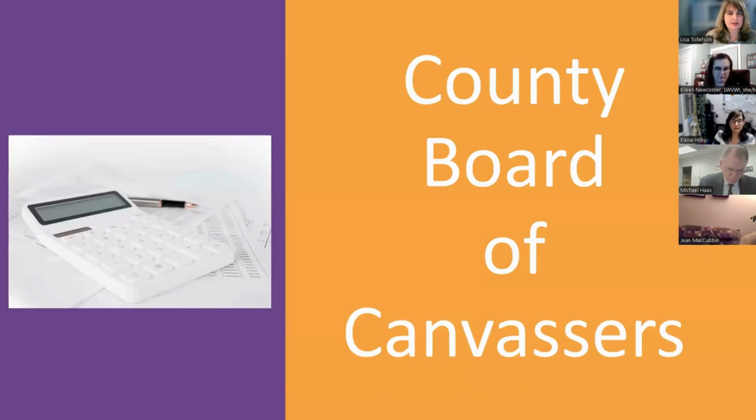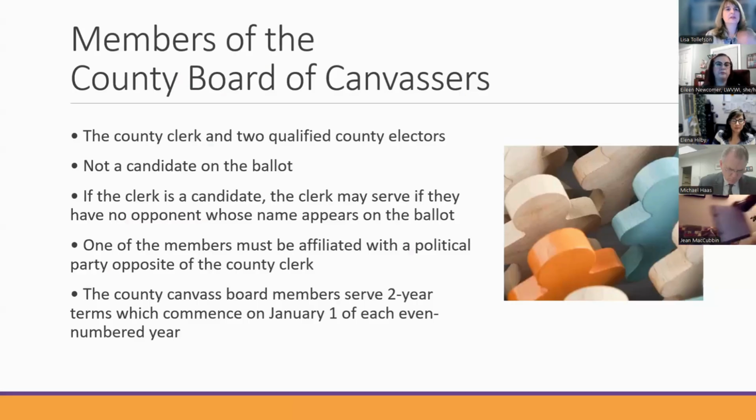So the County Board of Canvassers, it's made up of the county clerk and two qualified electors of the county. And we choose those from lists. So we will get lists from both the Republican and the Democratic Party. If there's at least 3 people on those lists, we must choose from those lists. Not all county clerks get those lists. The majority of us do. We will be getting them soon.